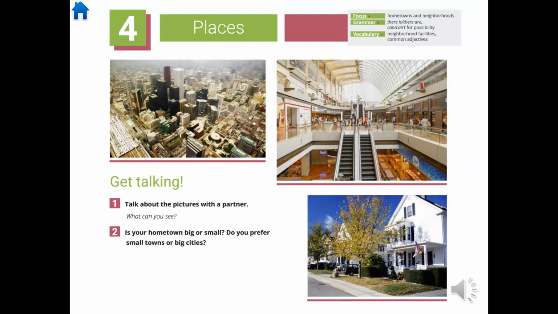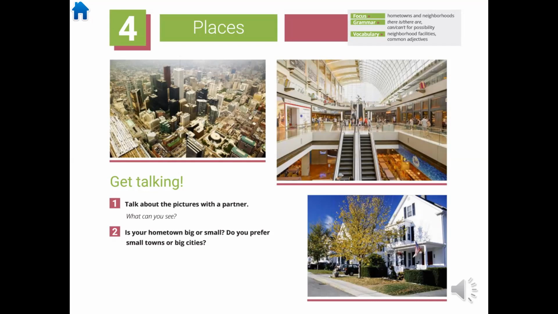Today we're looking at Unit 4 Places, and by the end of today's lesson you will be able to talk about your city and neighbourhood and describe where you live using the correct grammar and vocabulary. For today's lesson, you will need a pen and a notebook, as well as your student book. So let's go right ahead and begin today's lesson.